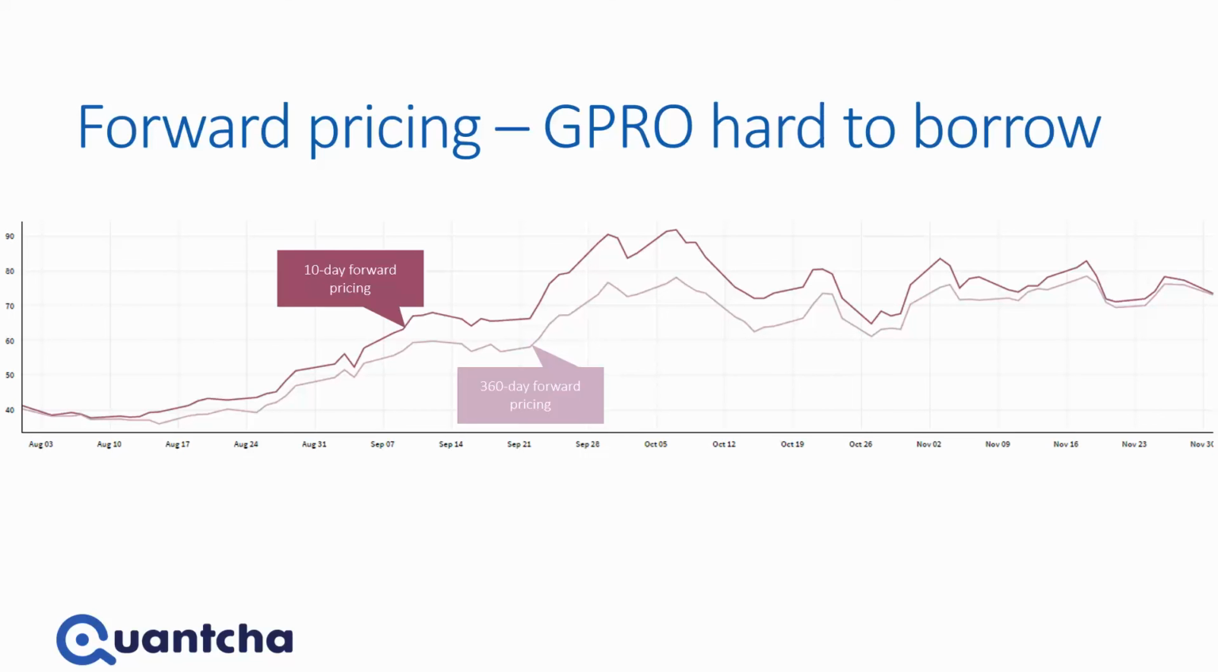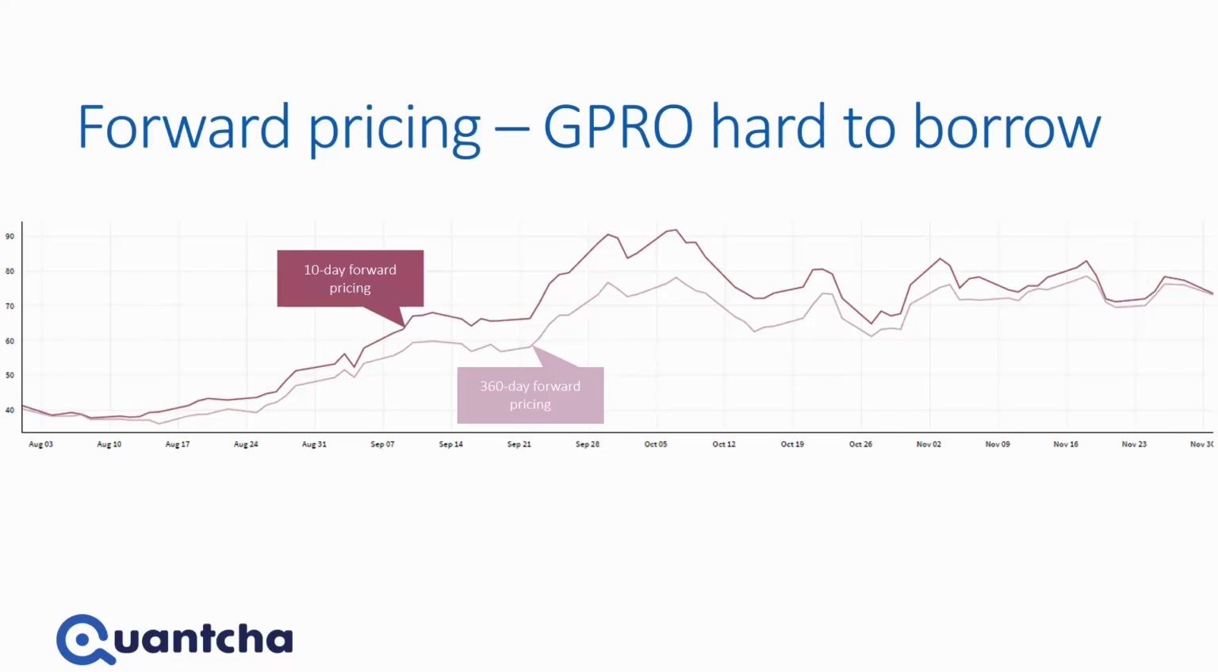Now you can see here the 10-day forward pricing is higher than the 360-day forward pricing, and that gap was fairly significant, especially as it diverged as you got into October, and then it came back together again towards the end of November. And that was because people were more willing to get into those synthetic long positions over a 10-day period, or at least to sell out of them, I should say.